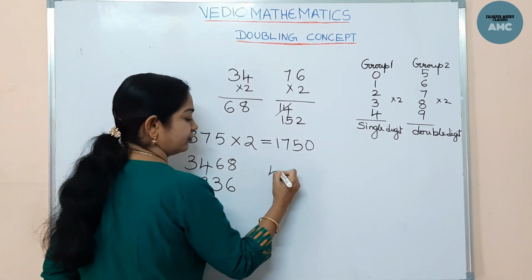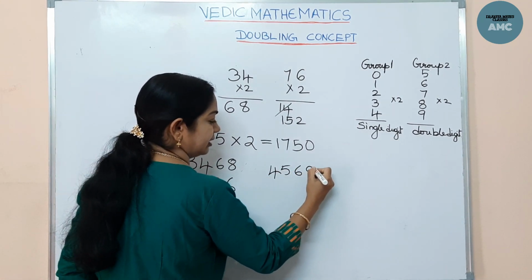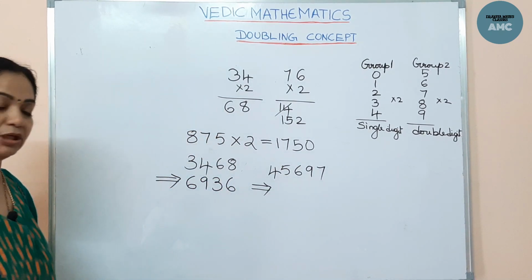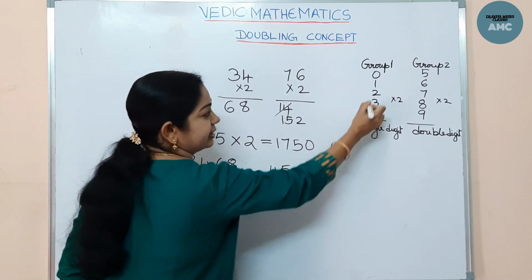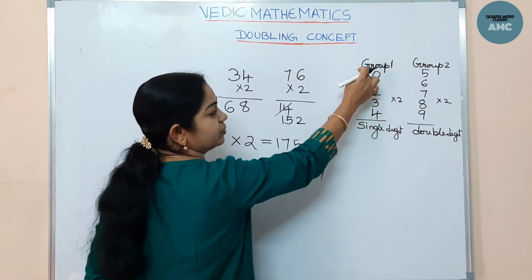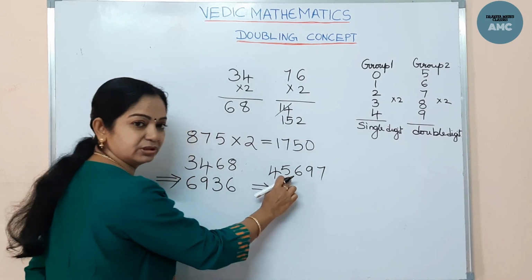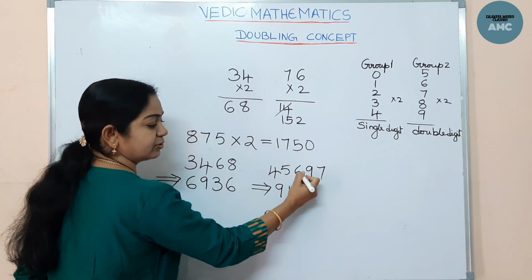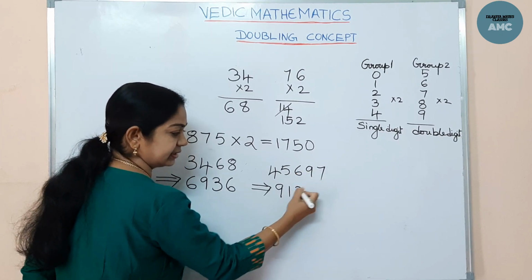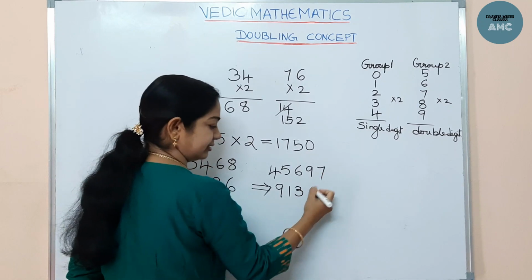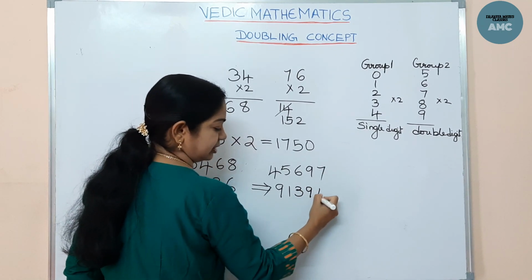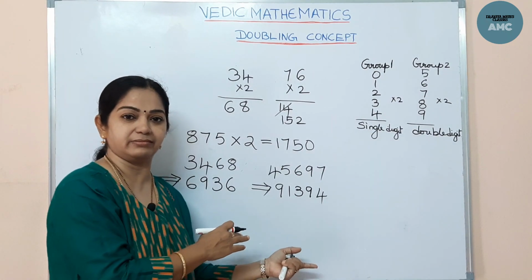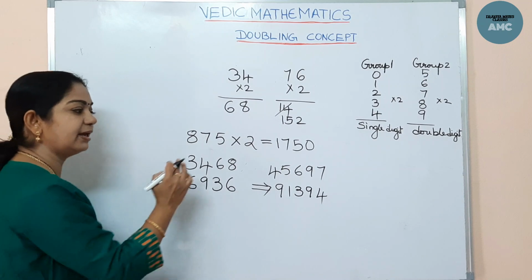Likewise, let us take 45697. Now I want the double of this number. 2 4s are 8. Remember that group 1 is 0 to 4 only. 5 is group 2, so 8 becomes 9. 2 5s are 10, but 11. 2 6s are 12, but 13. 2 9s are 18, but 19. 2 7s are 14, so 4. So remember, if the next number is group 2, just add 1 to the previous number. Likewise, you can double any number.